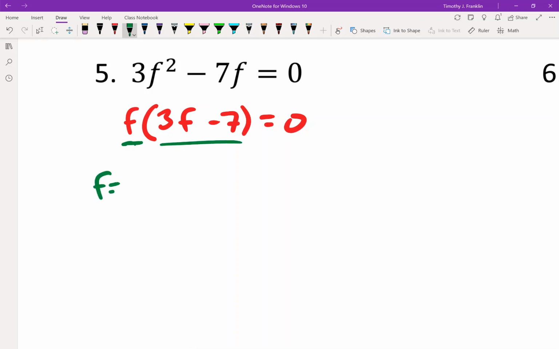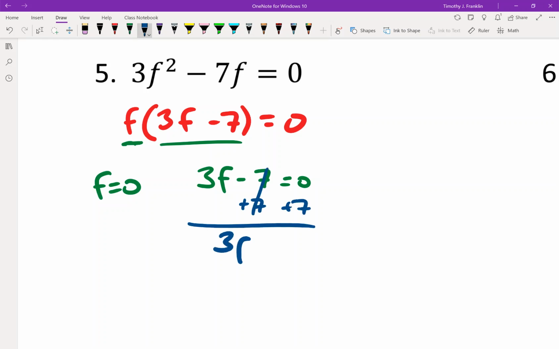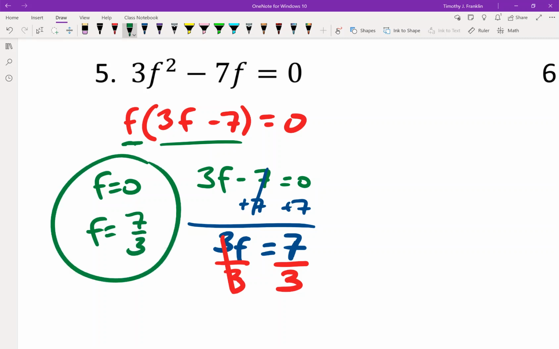Well, clearly f equals 0 is one solution. And then 3f minus 7 equals 0 will solve this. So add 7 to both sides. 3f equals 7. And then divide by 3. And so we get the fraction 7 over 3. Can't reduce it, just leave it like that. 0 and 7 over 3.